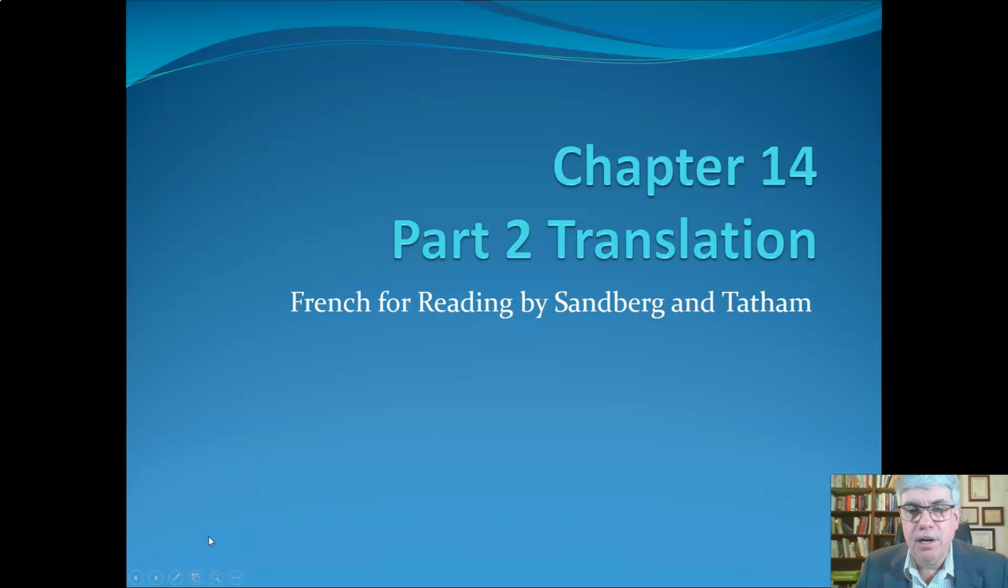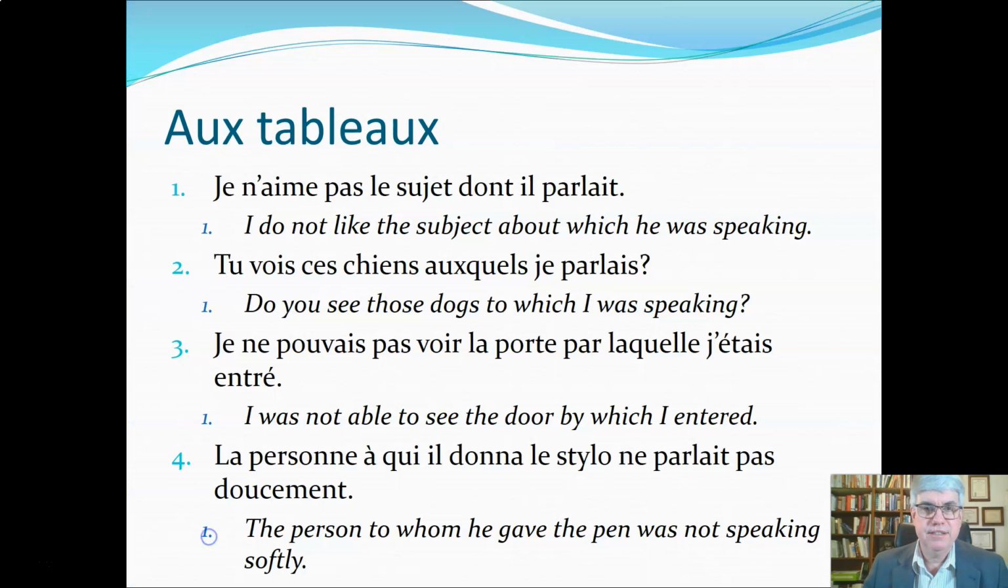Chapter 14, Part 2, Translation. Je n'aime pas le sujet dont il parlait. So we've got to watch out for the tenses here because we've got a present here and an imperfect there. So I do not like the subject.